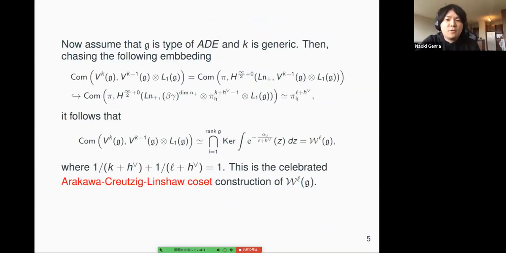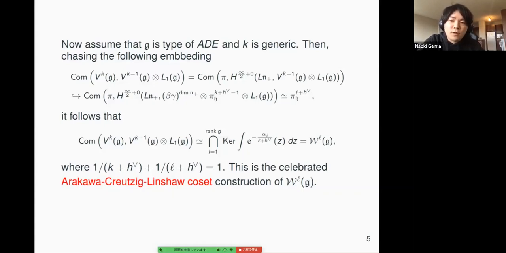Now we're chasing this embedding. We first consider the diagonal coset of the affine vertex algebra embedded in V^{k-1}(g) tensor L_1(g). It needs a little bit of analysis, but we know that it's isomorphic to the Heisenberg coset of the semi-infinite cohomology of the loop subalgebra, L_{n+2} for V^{k-1}(g) tensor L_1(g).